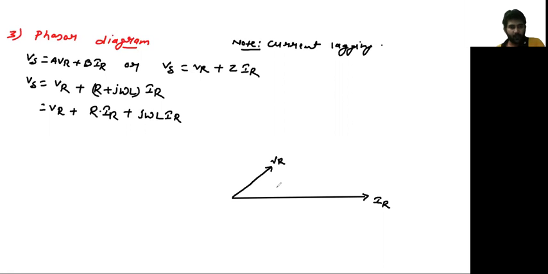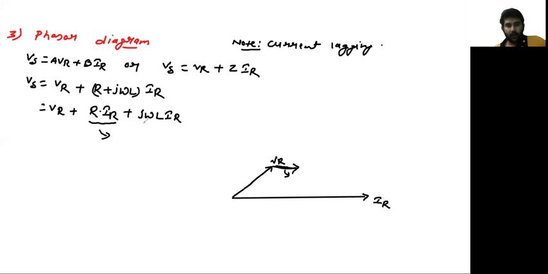Now we have to add this voltage to VR, and we know resistance does not give any phase shift. So this voltage term will be in the same phase as IR. So parallel to IR, we will construct a small line like this. This is the term R into IR.